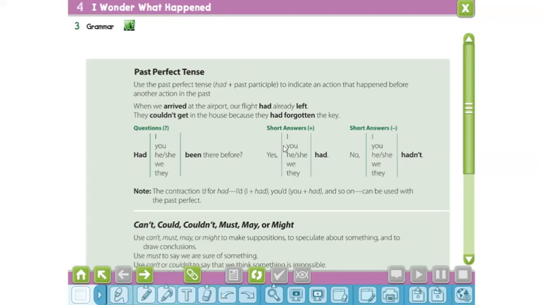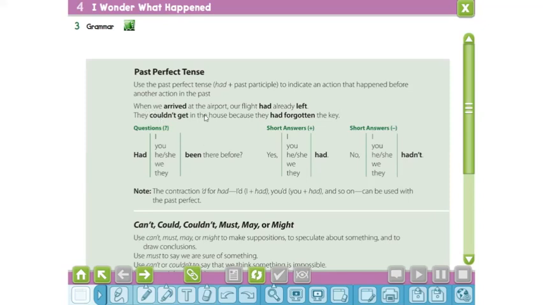So, what about the meaning of that tense? We use the past perfect tense, had plus past participle, to indicate an action that happened before another action in the past. So, we could say this tense is past in the past. So, we will find this tense with the past simple. So when you see past perfect with past simple, which one happened first? That's the past perfect. Which one happened next? That's the past simple.